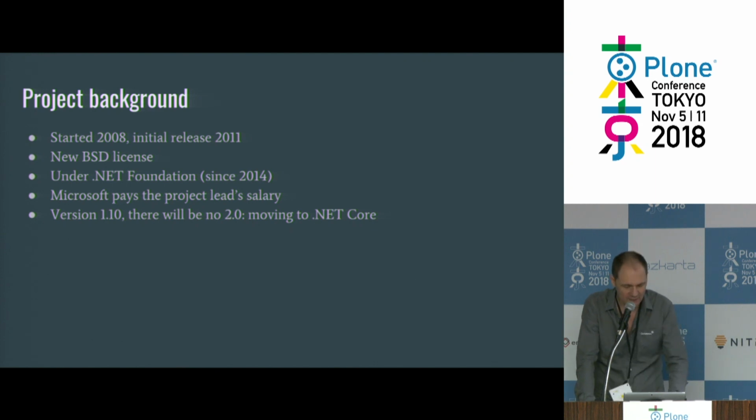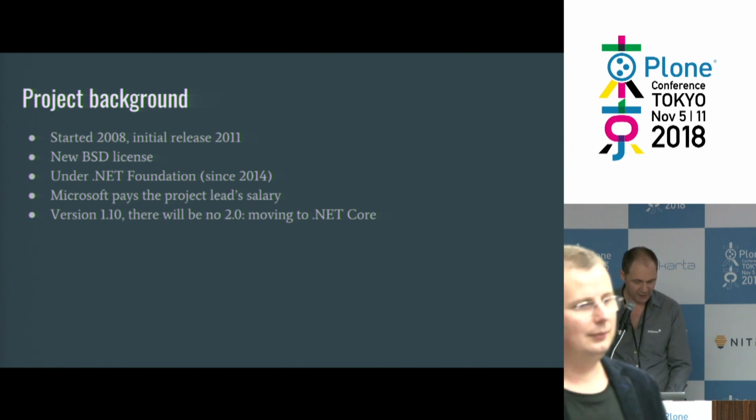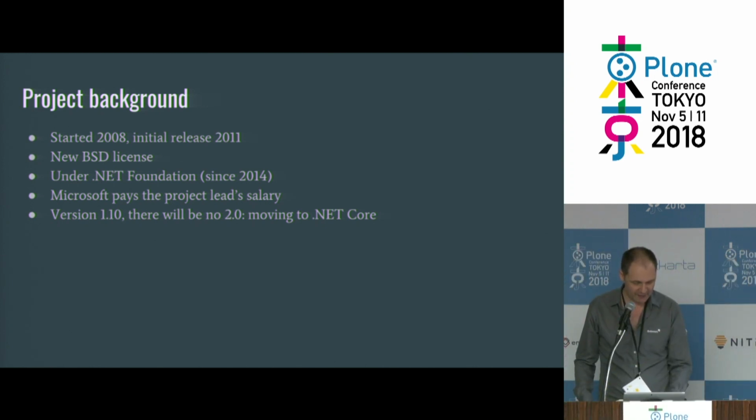Okay, so the Orchard CMS, just to give a little background on what that is, it's been around since about 2008. It's completely open source, BSD licensed. It's under the .NET Foundation. Microsoft pays the salaries of some of the people who have worked on it over the years, and the lead guy all along, Sebastien Ros. Orchard is currently on version 1.10, and there will be no Orchard version 2. We're changing to Orchard Core.